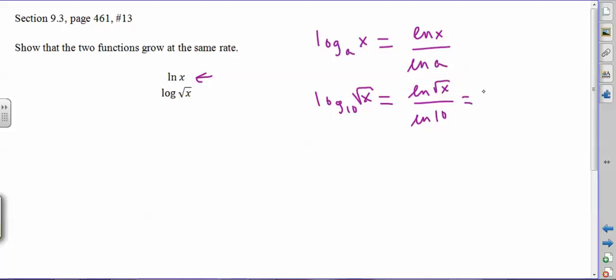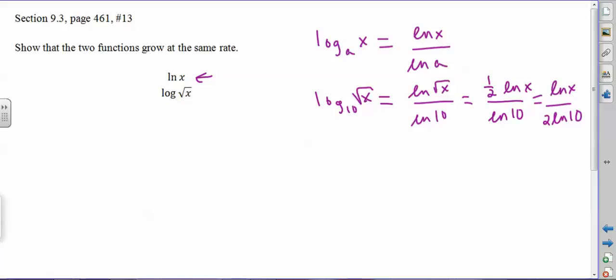And I can manipulate this a little bit because remember that this square root of x is really x to the 1/2, and that if I had the natural log of x to the 1/2, I could bring that 1/2 in front, and it would be times the natural log of x, and it would still be over the natural log of 10. And then I can bring this factor of 2 here down into the denominator. So I'm going to have the natural log of x over 2 natural log 10. And remember again that 2 times the natural log of 10 is just going to be a number.